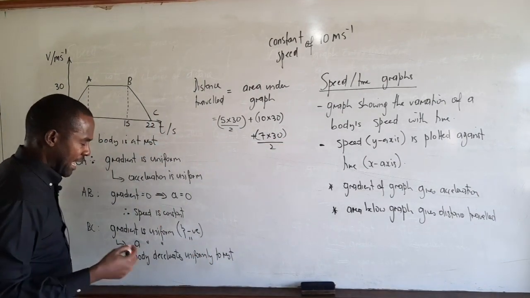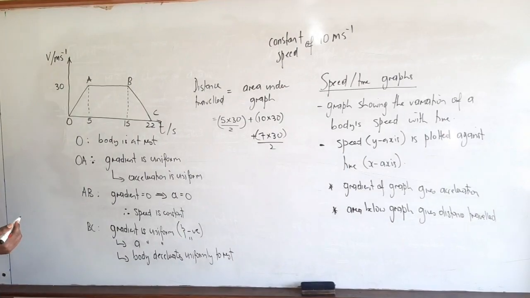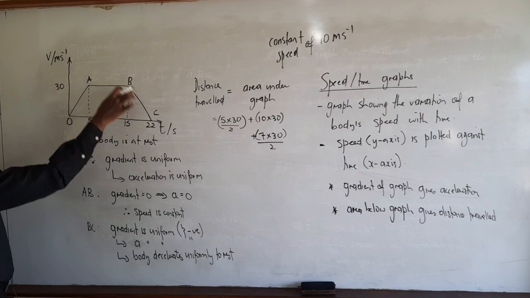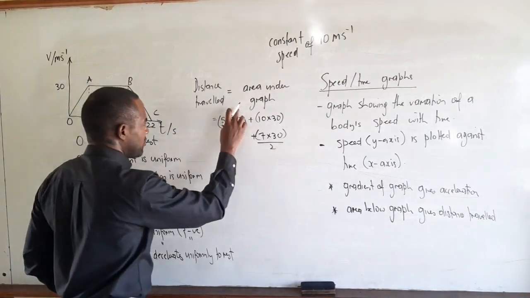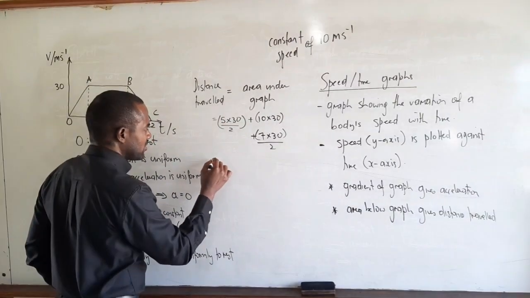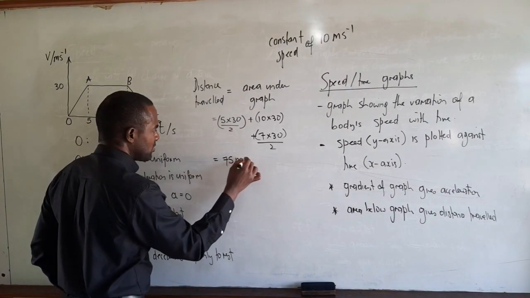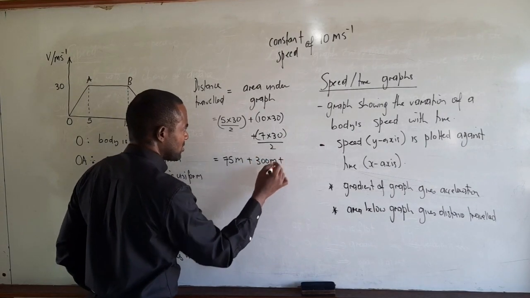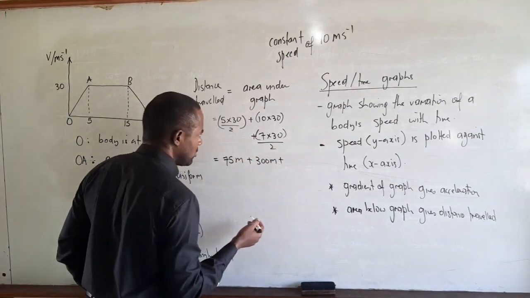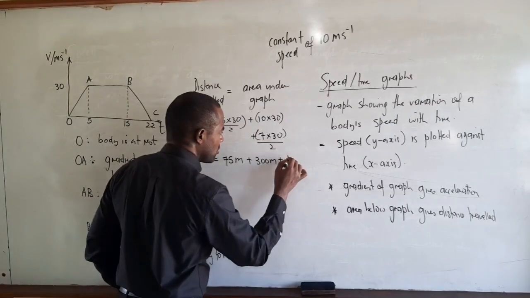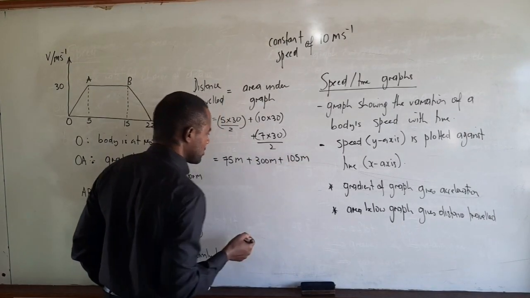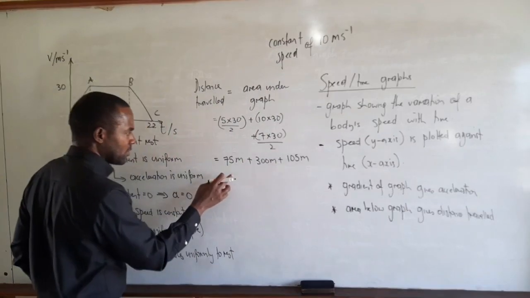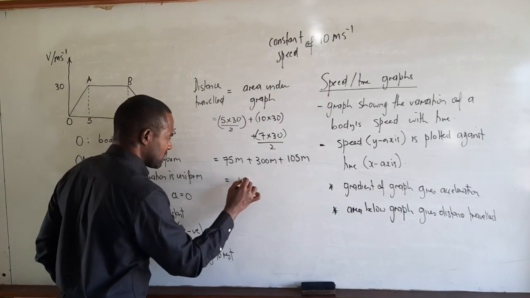We work that out, add it up, and it will give us the distance traveled for the body whose speed time graph is represented by this OABC. So 5 times 30 is 150, divided by 2, gives us 75 meters, plus 300 meters, plus 7 times 30 is 210, divided by 2, that gives us 105 meters. So when you add that all up, 75 plus 105 is 180, plus 300, and that gives us 480.